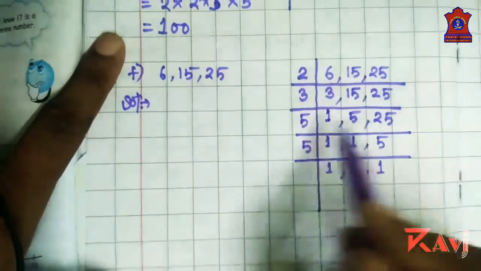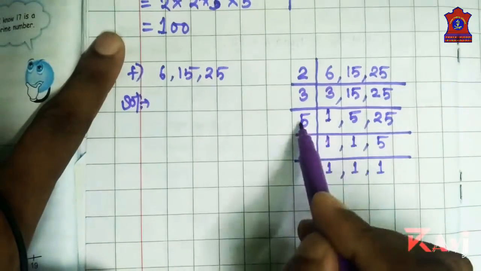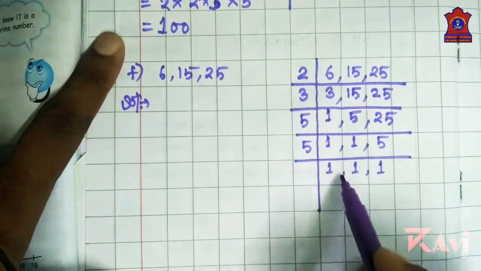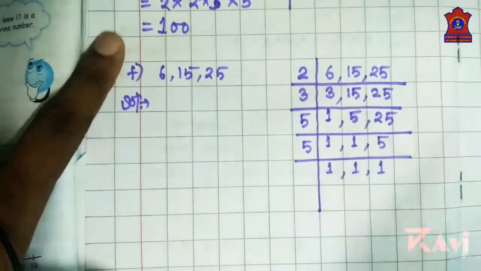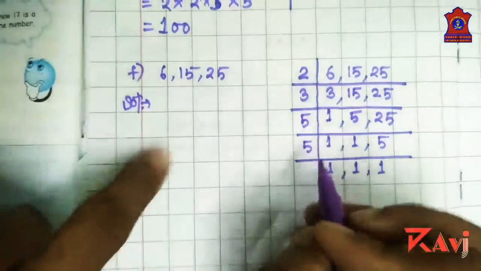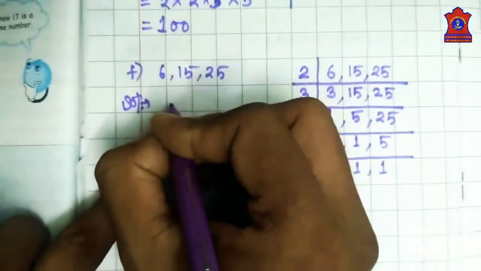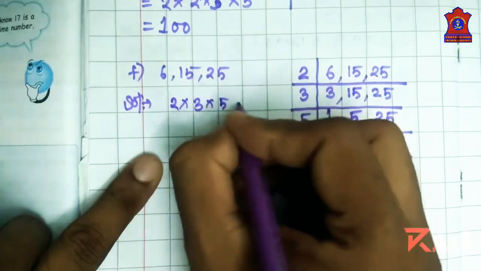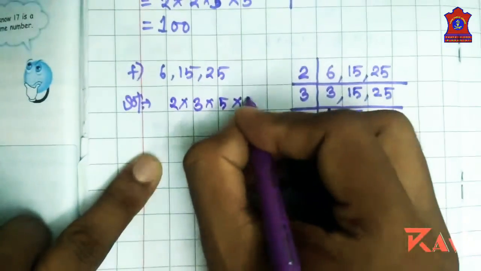1 will remain 1 only. 5 ones are 5. 5 fives are 25. Okay. Now 5. 1 will remain 1. 1. 5 ones are 5. Clear? Now, what are the factors? 2 into 3 into 5 into 5.